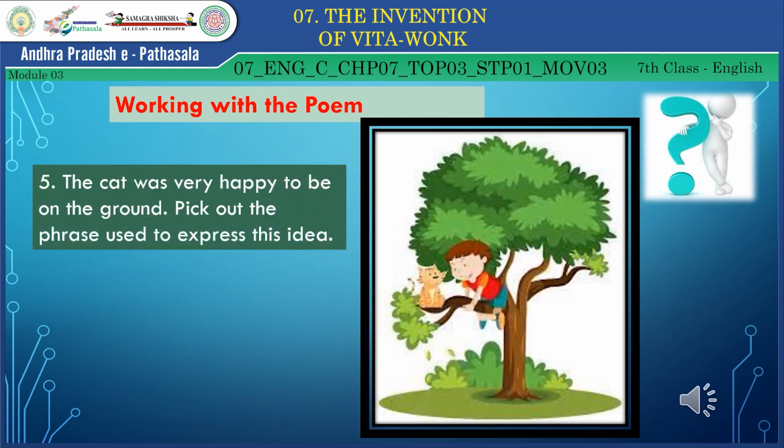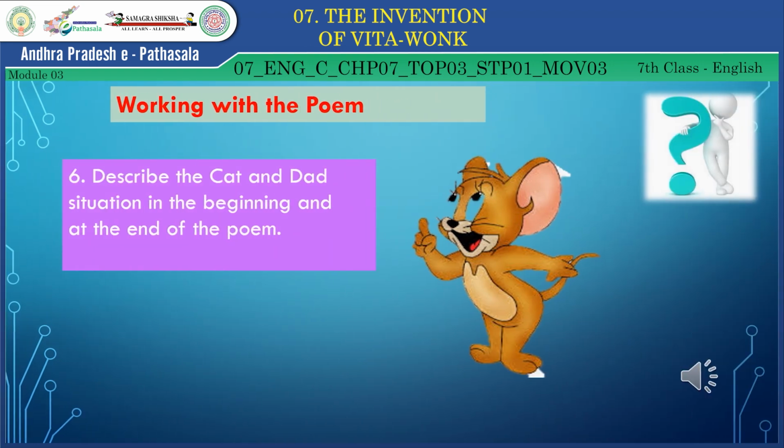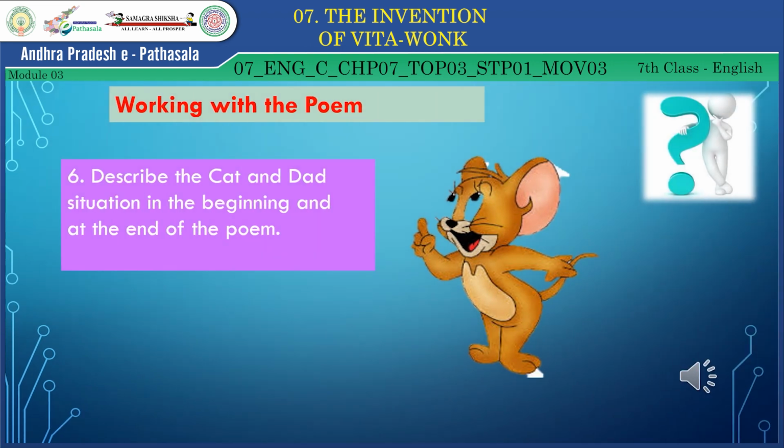Children, pick the phrase from the poem which expresses the meaning that the cat was very happy to be on the ground. Pick out the phrase used to express this idea. Another question is, describe the cat and dad situation in the beginning and at the end of the poem. Children, now you describe the situations of the cat and the dad in the beginning and at the end of the poem. Okay? Next, move into another question.